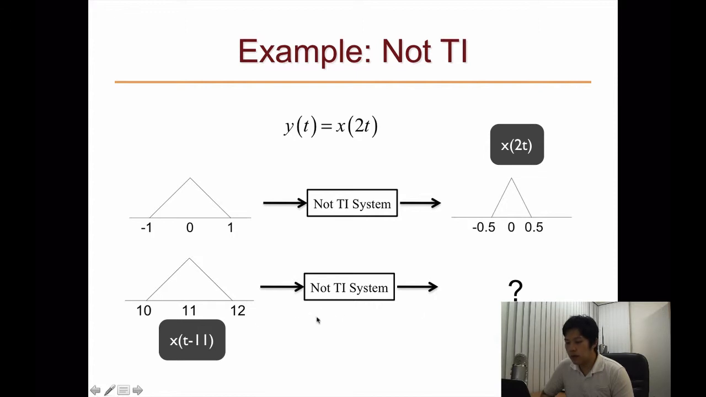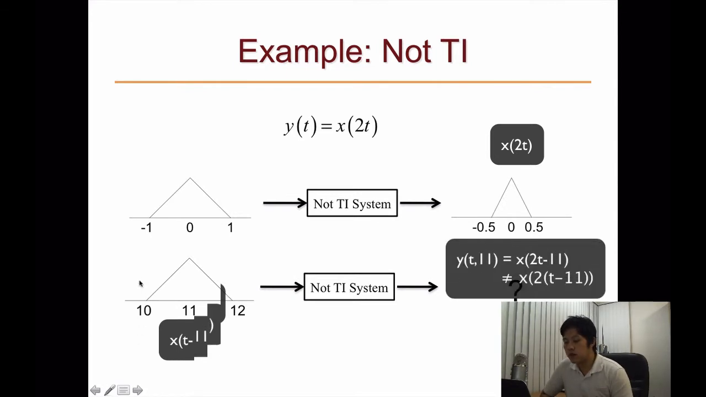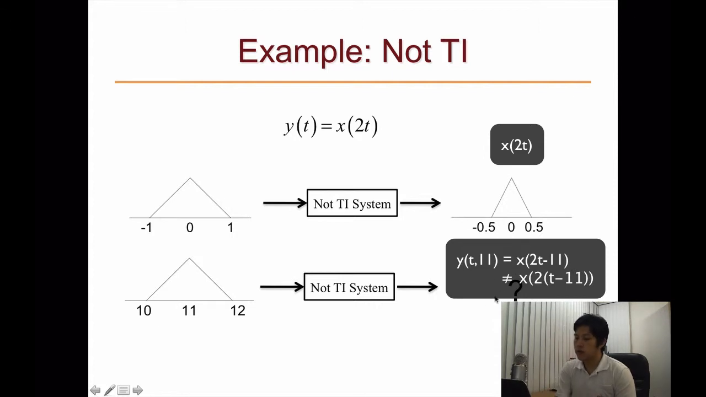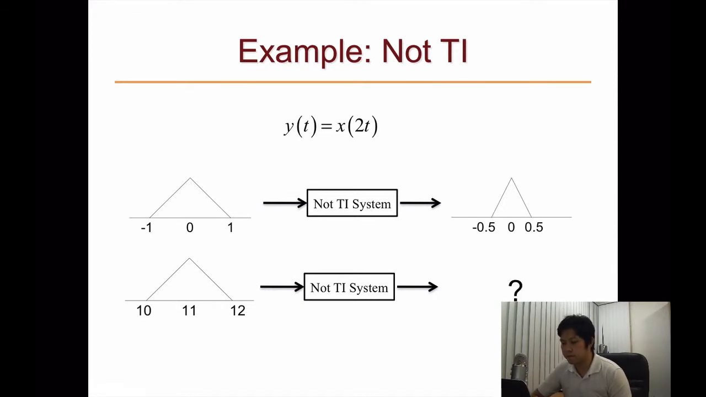But actually we wouldn't have that, because this signal will be scaled with respect to 0. So the starting point of the output would be at 5, and the ending point would be at 6. The peak would happen at 5.5. So it's not the output shifted by 11 units, unlike in the TI system.